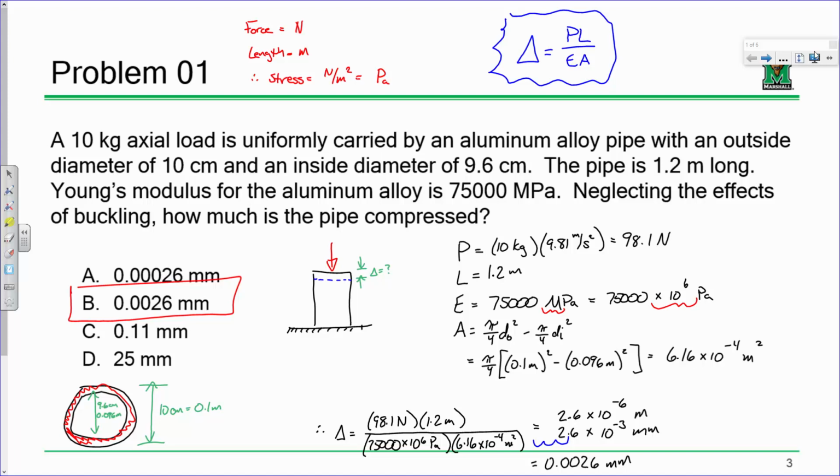What do you think? Anytime we hear axial, we're going to look for this formula. This formula will basically relate anything that you need. And so let's talk about that real quick. Can I erase this? Watch this. Okay, watch this.